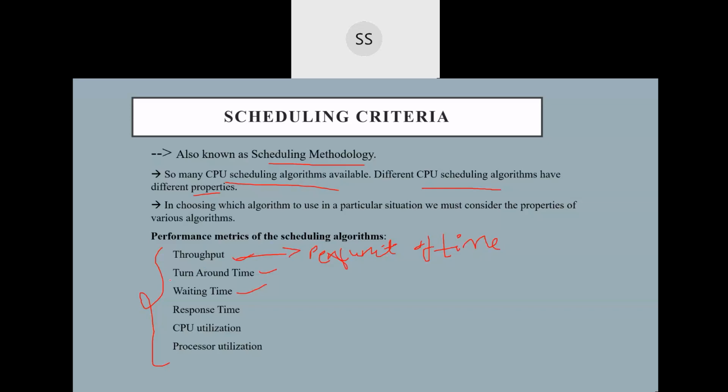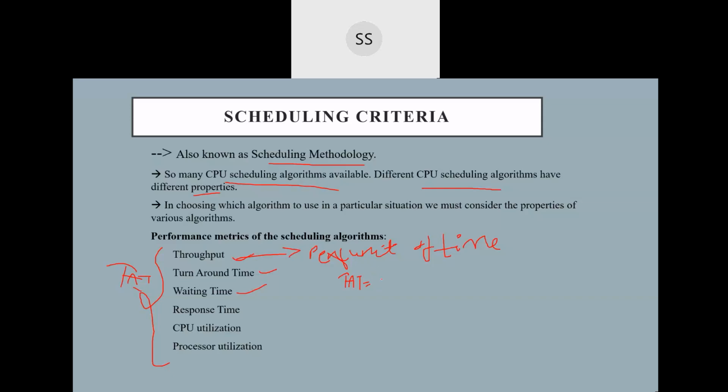Next is the turnaround time, shortly called TAT. Please be careful with this, because the scheduling algorithms are explained with different examples based on all these properties. So be careful in observing these performance metrics, or properties, as we can say.